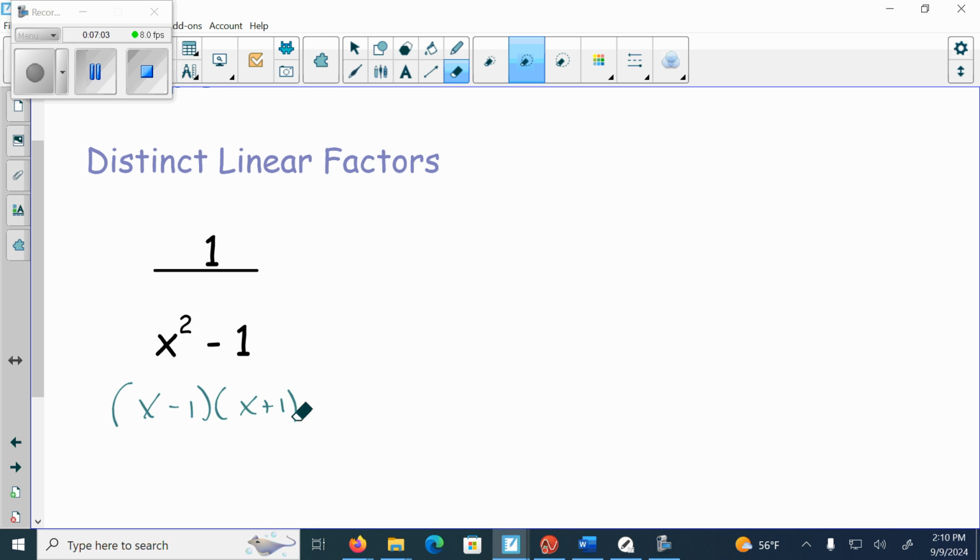What kind of factors are they? What degree are they, and what kind of factors are they? Abby? What's the degree of each factor? 1. So what do they call? Yeah, so they're both linear factors. Everyone good? So I'm going to take this fraction and set it equal to A over one of my factors, x minus 1, and B over x plus 1.